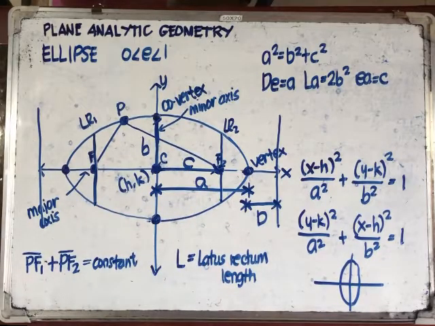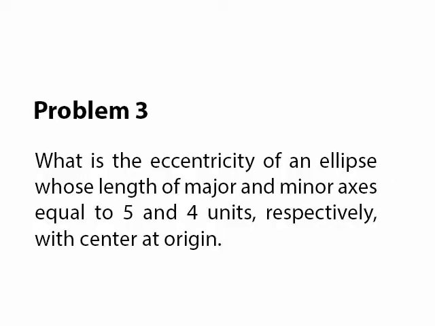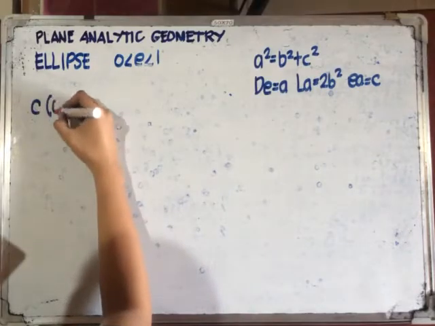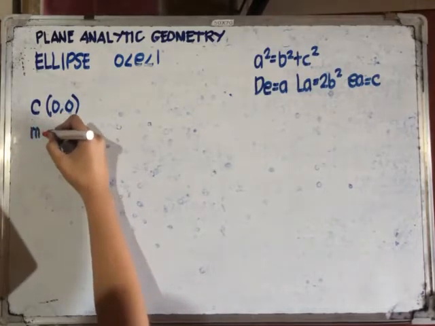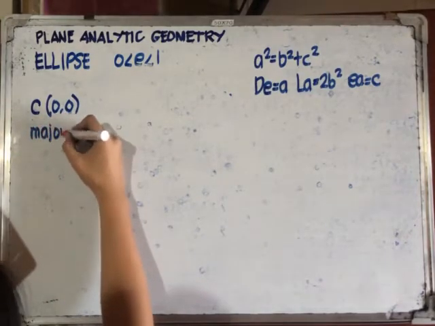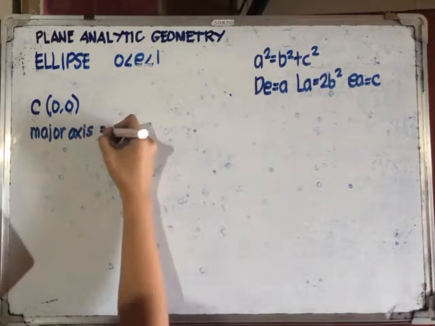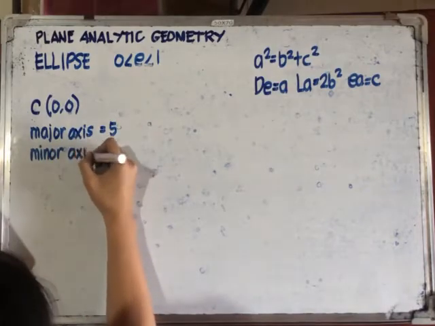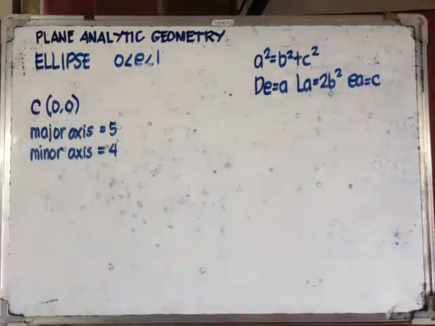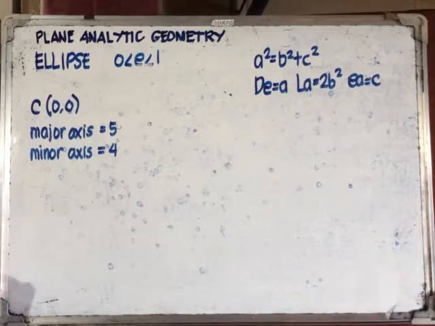Alright. What is the eccentricity of an ellipse whose length of major and minor axes are equal to 5 and 4 units respectively with center at origin. Center at origin, that's 0,0. And then major axis is equal to 5 and minor axis is equal to 4. Alright. So, madalas nakakalimutan ng mga tao dito is what is this?